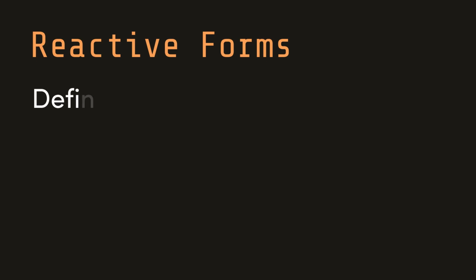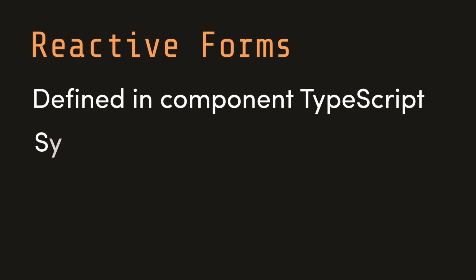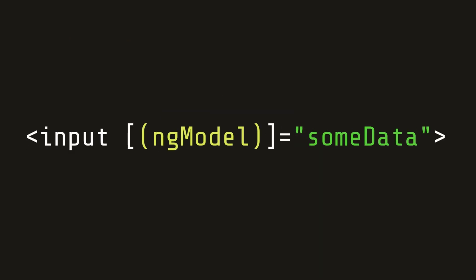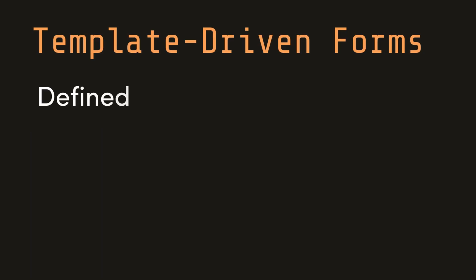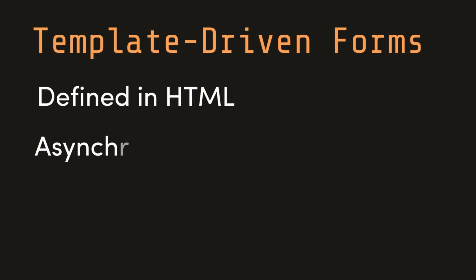Basically, it's just a form that's been defined in the component TypeScript to give it a synchronous flow of data. This gives you better control over logic and validation, as well as making testing a lot easier. The other type of form is a template-driven form, which uses ng-model to build the form in the component HTML. The benefit is that you can create forms with less code. However, the drawback is that they're harder to maintain, especially as the form grows larger and more complex.